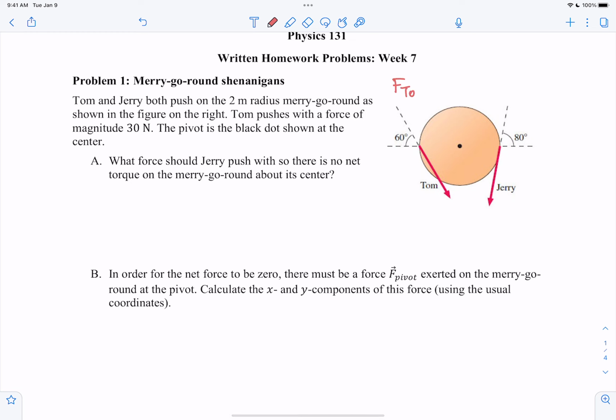This is really tension, but we can just say F Tom. That's 30 newtons, right? We don't know what F Jerry is. We don't know the force for Jerry. But we also know that the radius is 2 meters. You have access to that information, and the pivot is right here in the middle, right?